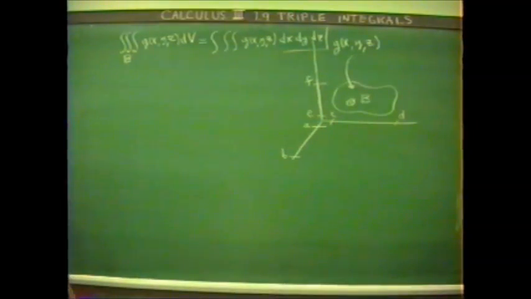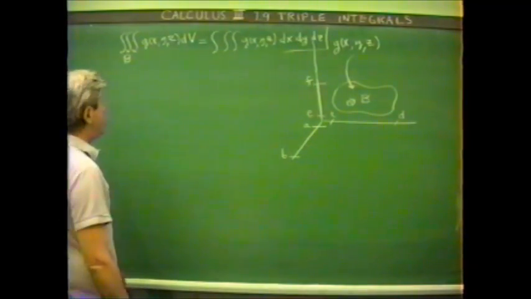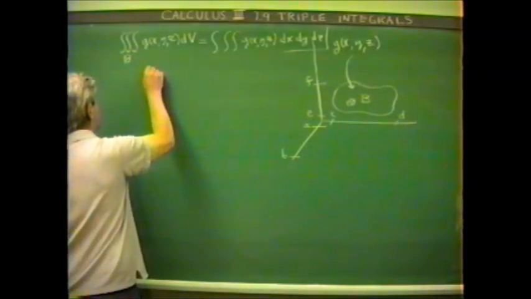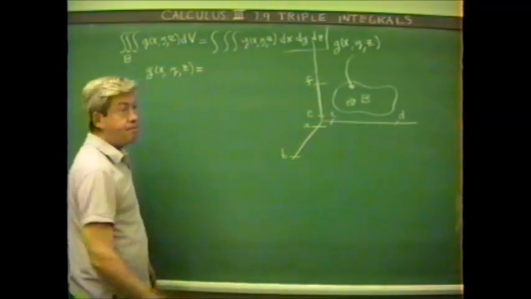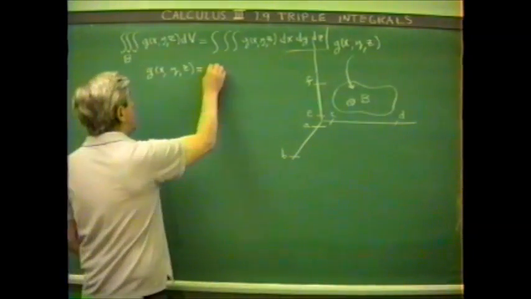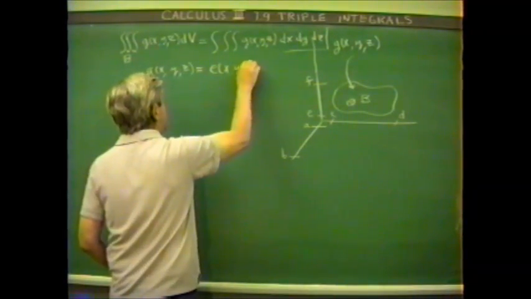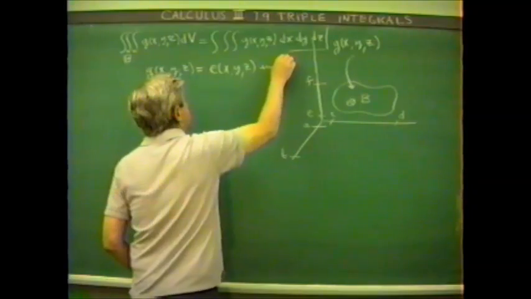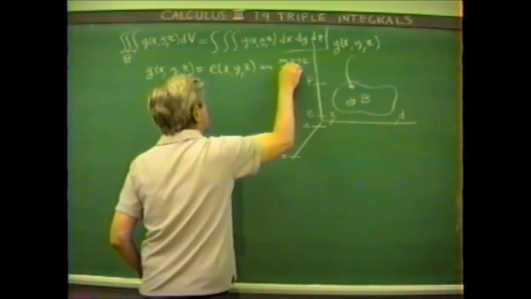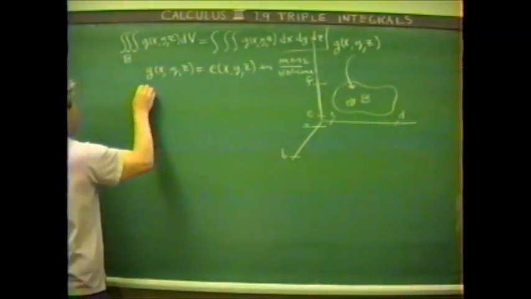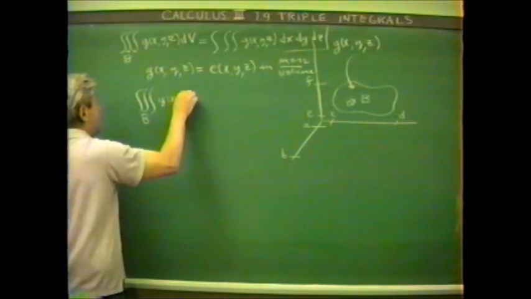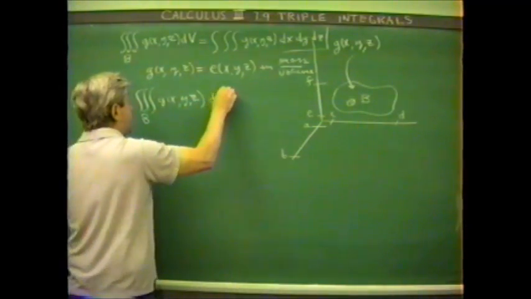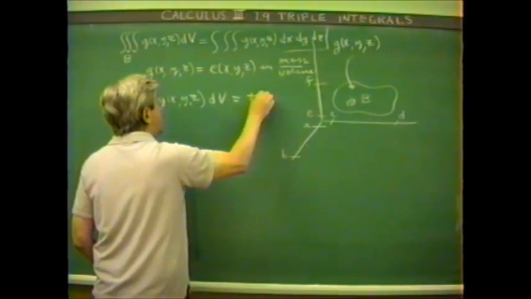We'll take a look at how to do some of that next, but first let me indicate some of the applications that you can have for these triple integrals. If g of x, y, and z is a density, say rho of x, y, and z, in mass per unit volume, then the triple integral over B of g of x, y, and z with respect to volume is equal to the total mass.